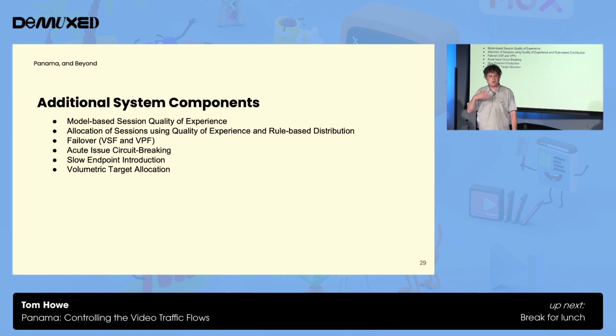Support for failover, both in terms of video start failure as well as video playback failure. We have a circuit breaking mechanism for catching acute issues before they cause problems. We have a slow endpoint introduction system for when you want to bring a new endpoint into the overall system and you don't have any historical data for it. And then we have tools for doing volumetric targeting allocation.